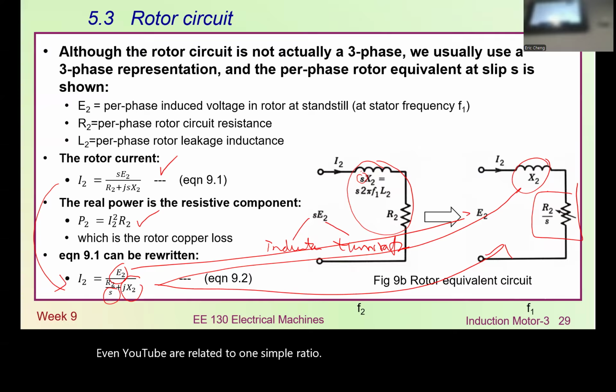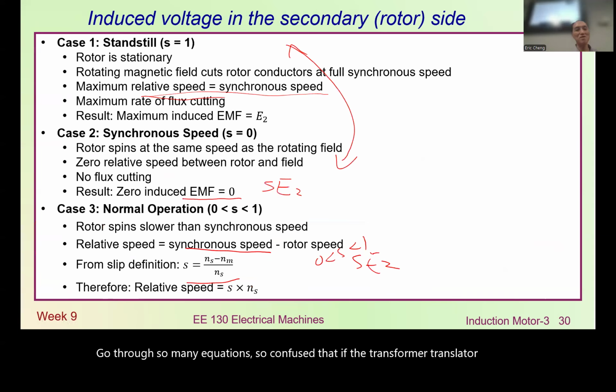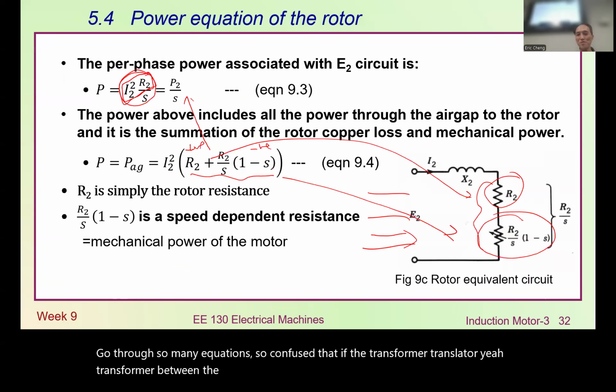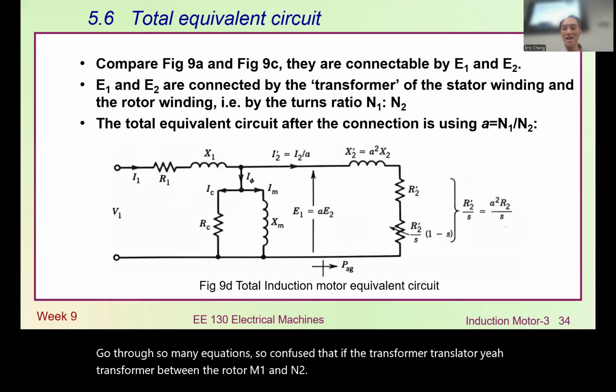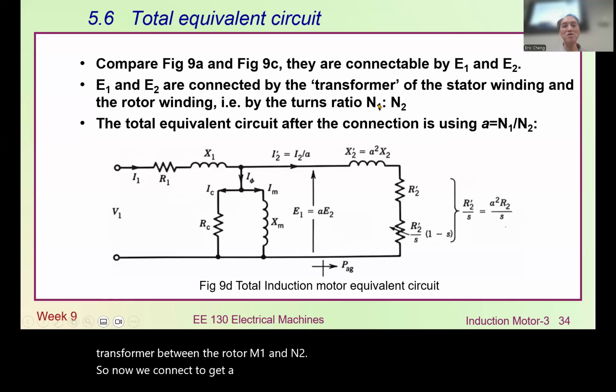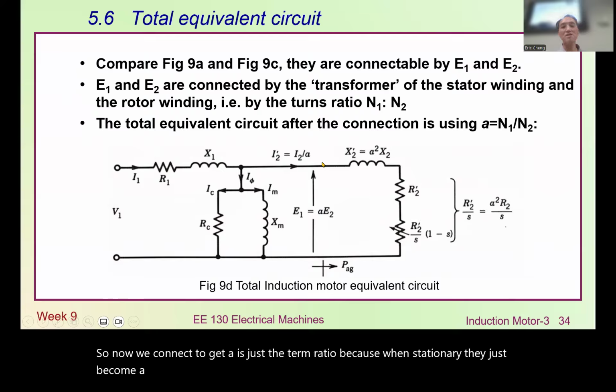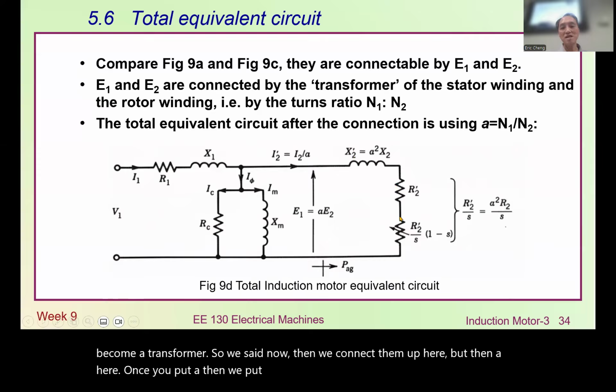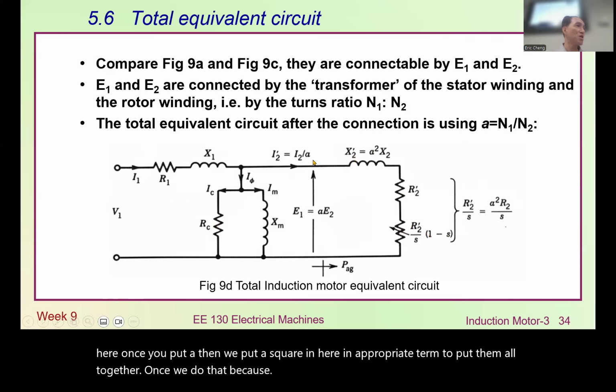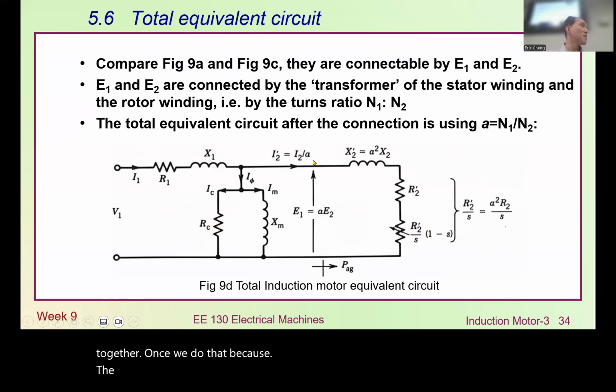It's the transformer turns ratio, between the stator N1 and rotor N2. So now we connect them together. A is just the turns ratio, because when stationary, they just become a transformer turns ratio. Now we connect them up here, and once you put in the A, we put the A square in the appropriate term to put them all together, because the current also has an A ratio here, like a transformer. So now that's the final circuitry.